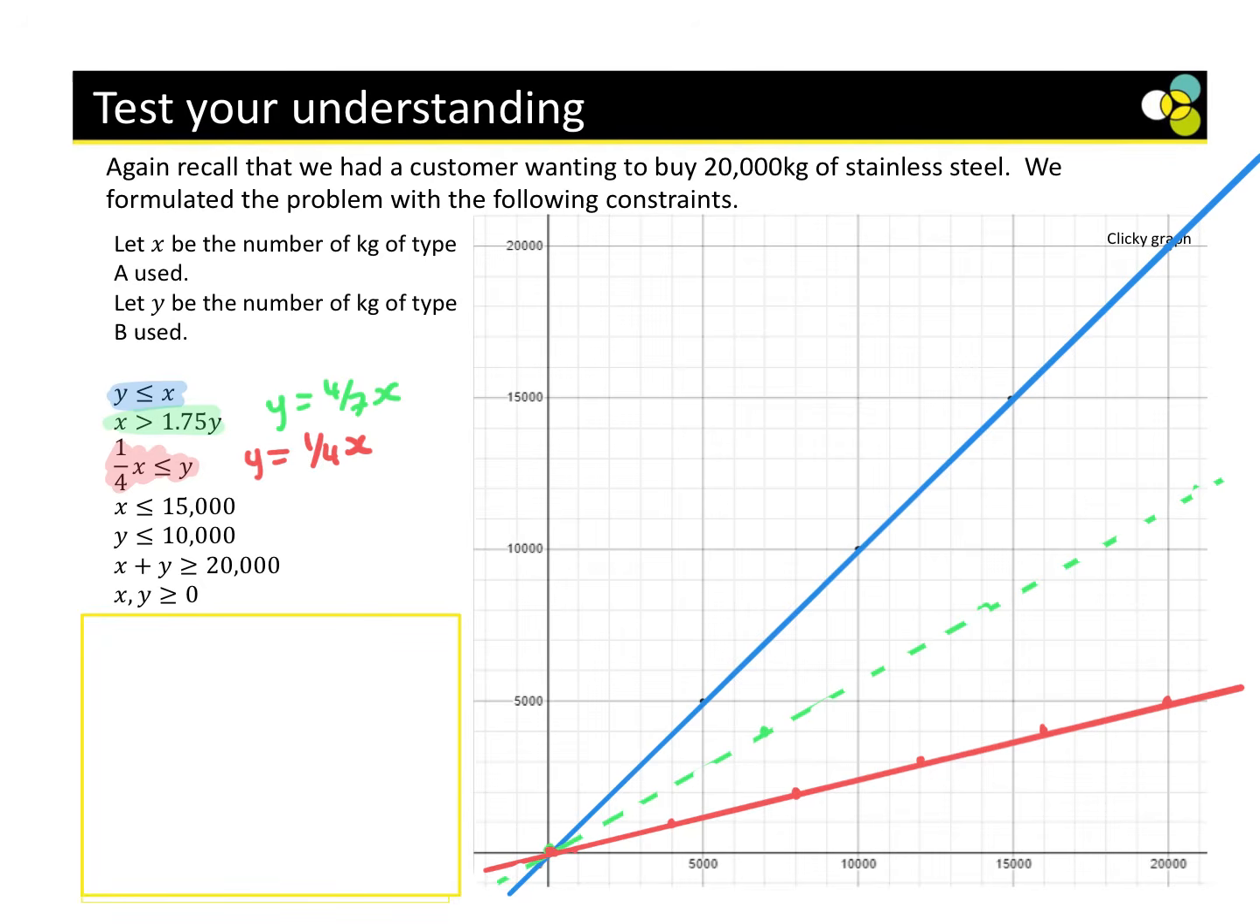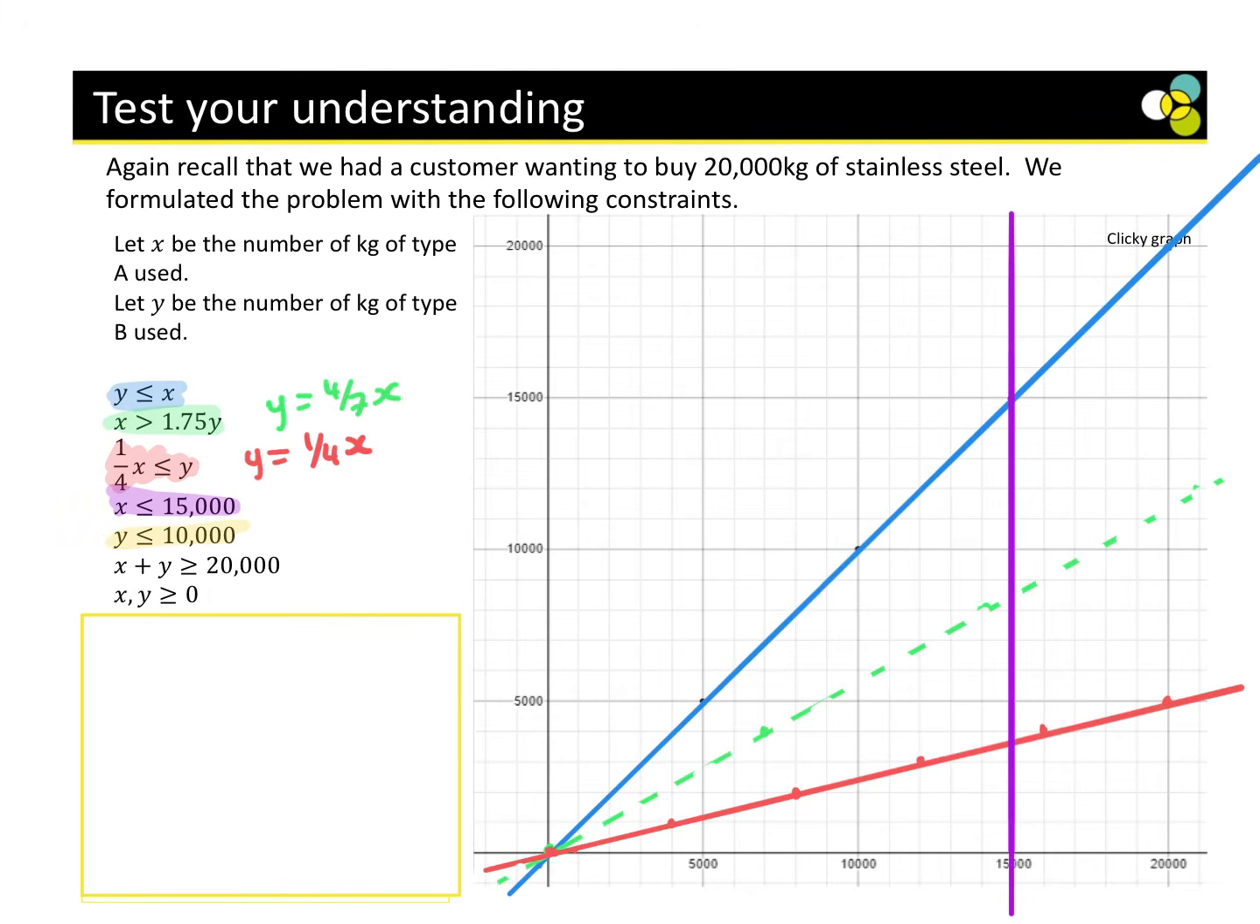Right, the next one. X has to be less than or equal to 15,000. I'm going to do this one in purple. Where is x less than or equal to 15,000? It's this line here, right? The straight line. Yeah. Nice, there we go. Okay, now we're going to use yellow.